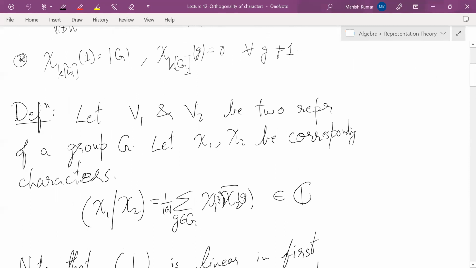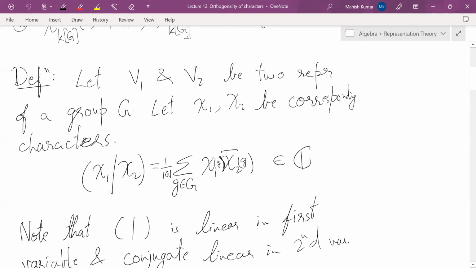So actually, this definition you can do for any two representations. Let V1 and V2 be two representations of a group G, and let chi1 and chi2 be the characters. Then the pairing of chi1 and chi2 is defined to be 1 over the size of G, summation over g in G, chi1(g) times chi2(g) bar. So it is going to give you a complex number. The inputs are functions from G to C, and what you get is some complex number.